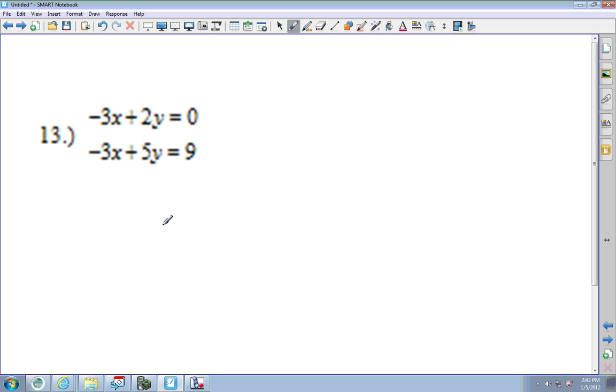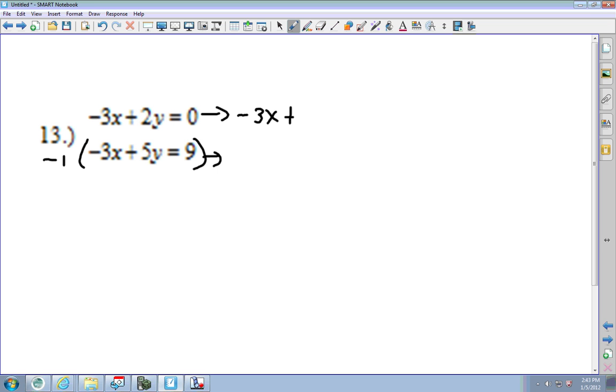Number 13. Let's look at these. Is there a letter that automatically eliminates? No, there's not. But does 2 go into 5? Not evenly. But what about the 3 x's? These are both negatives. One of them needs to be positive. So I can eliminate by multiplying one of my equations by a negative. So let's rewrite the positive.